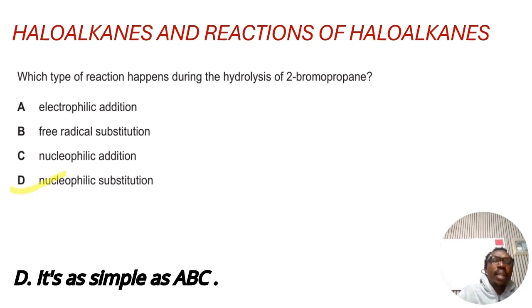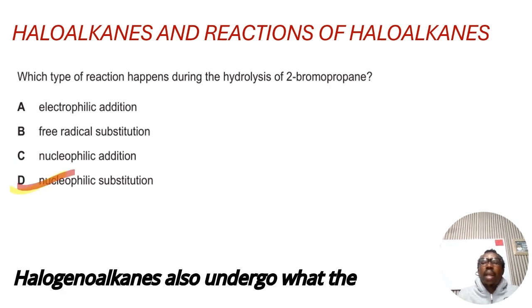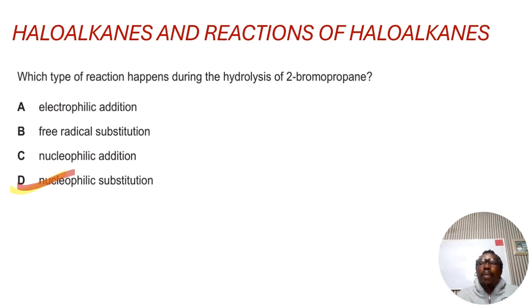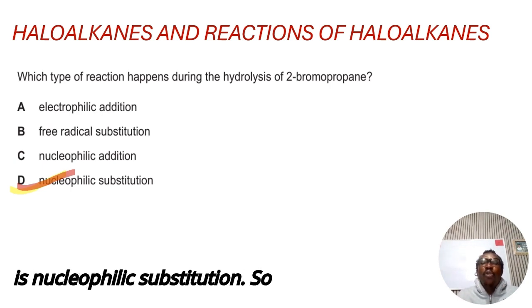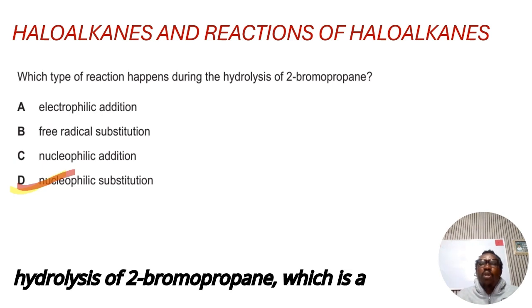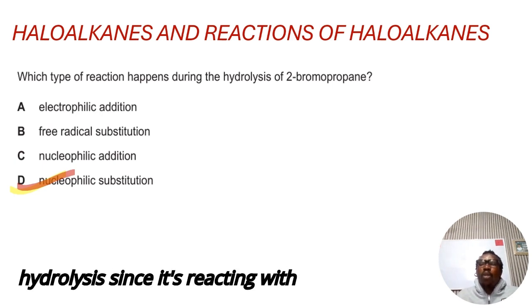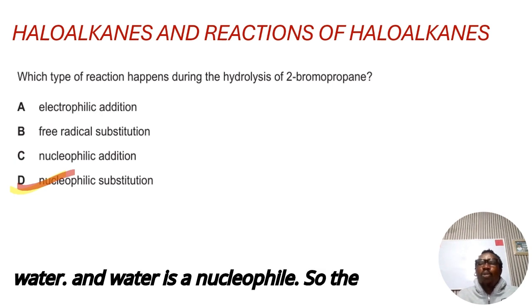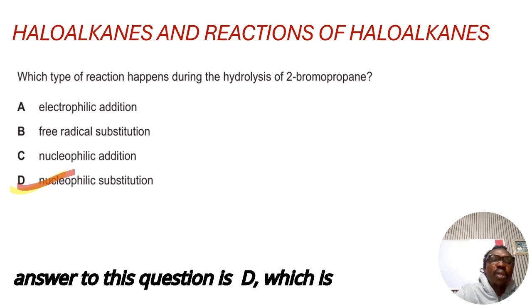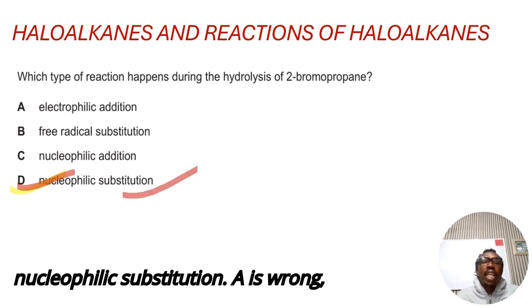It's as simple as ABC, it is D. The major reaction of the halogenoalkanes is nucleophilic substitution. So hydrolysis of 2-bromopropane, which is a halogenoalkane, undergoes hydrolysis since it's reacting with water and water is a nucleophile. So the answer to this question is D, which is nucleophilic substitution.